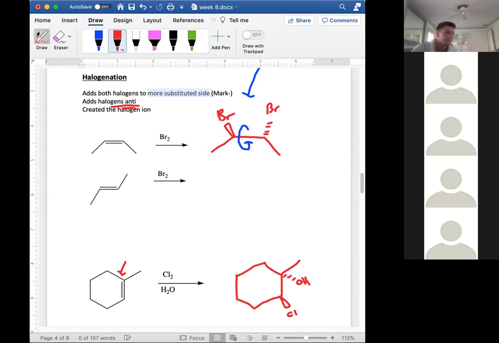This makes sense? Any questions? You guys good? All right, so if you have your diatomic halogen, it's halogenation. But if you have your diatomic halogen with water, then you're going to add a OH as well, and that OH is going to prefer the more substituted side. That's the only thing. All right.